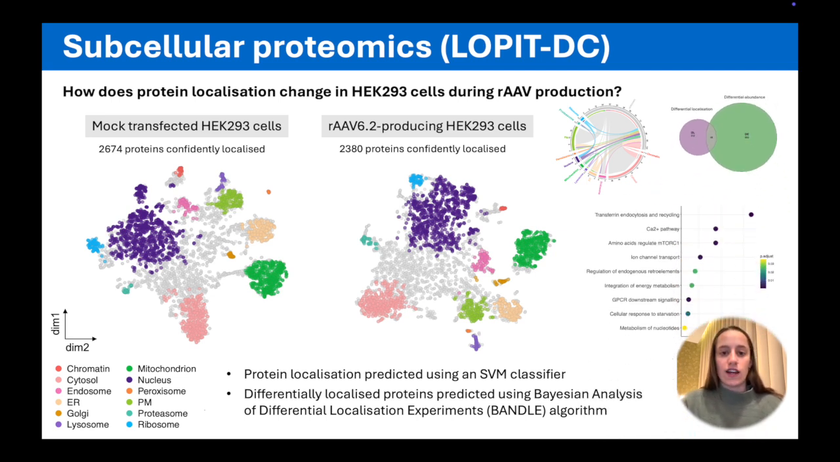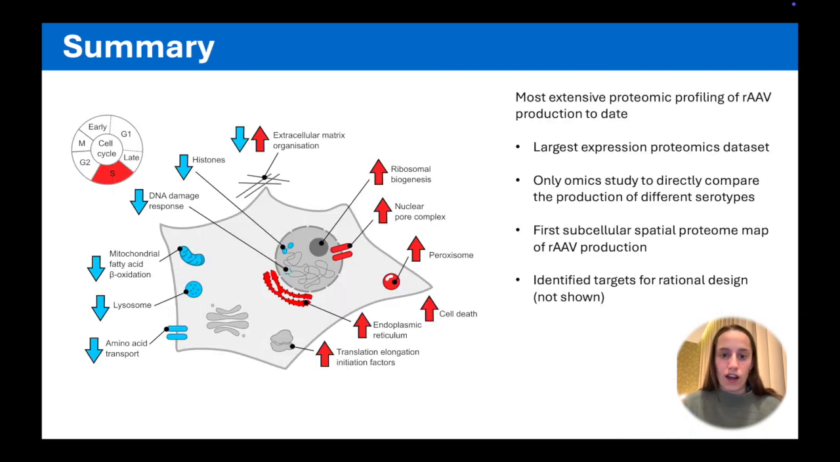Overall, these 2 datasets were the largest proteomic profiling of AAV production to date, and they allowed me to generate a model of the cell during AAV production. Although not discussed here, this led me to identify multiple targets for rational design, which were then followed up through overexpression and shRNA knockdown experiments.